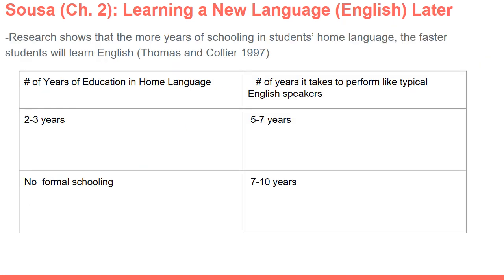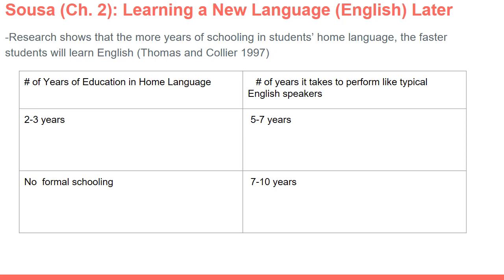So going into that in further detail, they've done studies where English language learners, they've done studies to see how much native language instruction they've had and how long it took for them to learn English as their second language. And so this kind of data demonstrates that for students that had 2 or 3 years of formal education in their home language, they were able to learn English at the same level as typical English speakers in about 5 to 7 years.